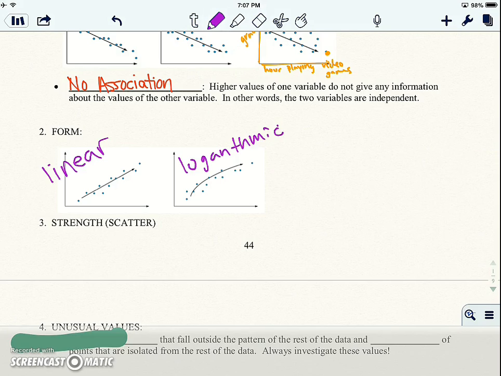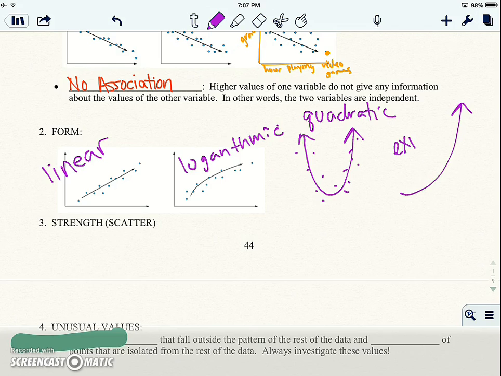Okay, it could possibly be quadratic. So the points kind of form a quadratic shape or parabola, or it could be exponential. And that might be something like, you know, zombie infection. It starts out slow. This is your time. At first, just 1 or 2 people are infected, but as time goes on, the zombies bite more and more people, and more people are infected.